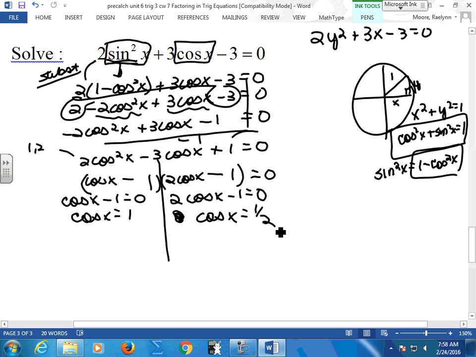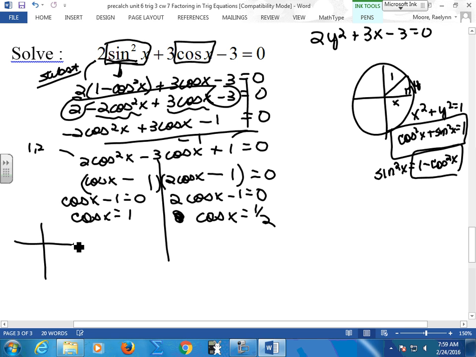Okay, we're not done yet. Questions? Sarah, you good? Okay, so we've got two different situations. Let's do the cosine of x equals 1. And this didn't say from 0 to 4 pi, so if it doesn't say, always do the plus 2n pi or plus n pi.